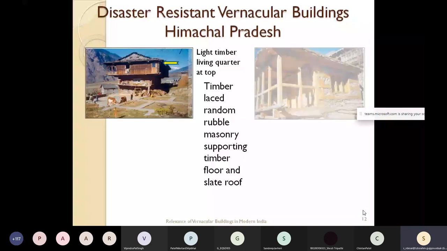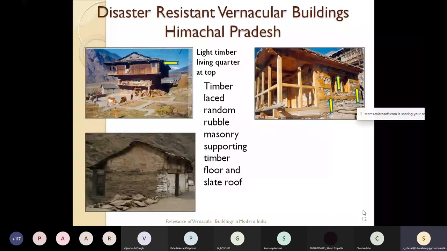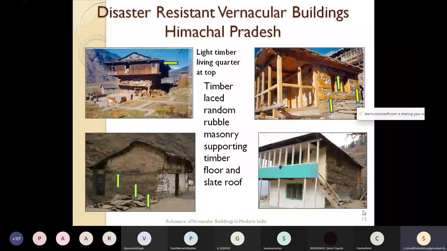And you see multiple bands. In the course of the random rubble, there comes a timber band, and again random rubble and a timber band. You see the difference, one in the upper right-hand corner and the lower left-hand corner. The lower left-hand corner doesn't look that new, or maybe it's a poor man's structure, but still you find multiple bands in that. And one more example. A lot of these are roadside, or a lot of them are inside the forest. And needless to say, you find multiple bands.